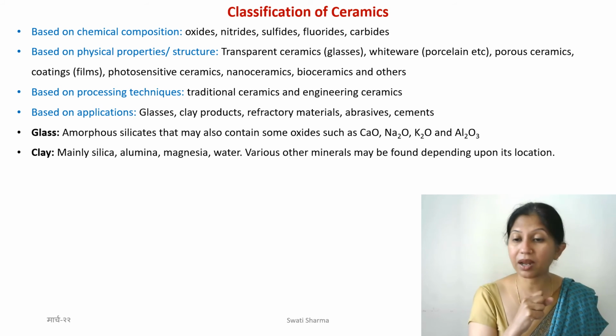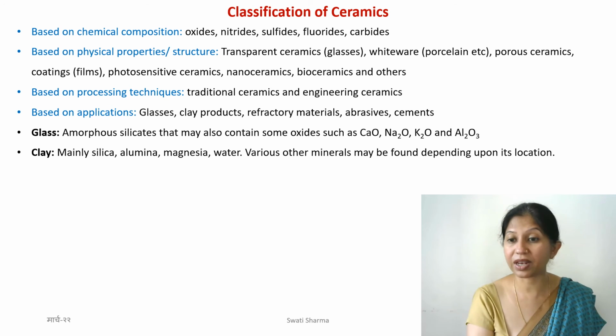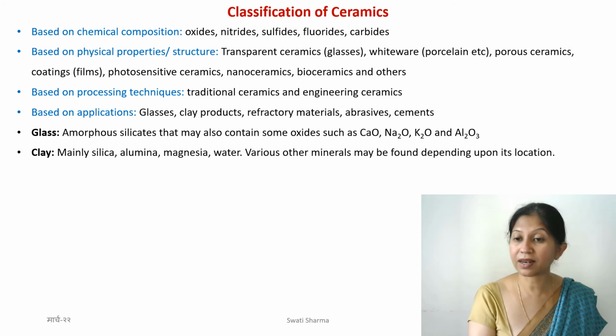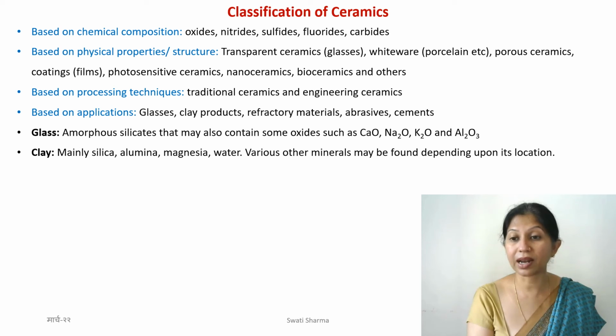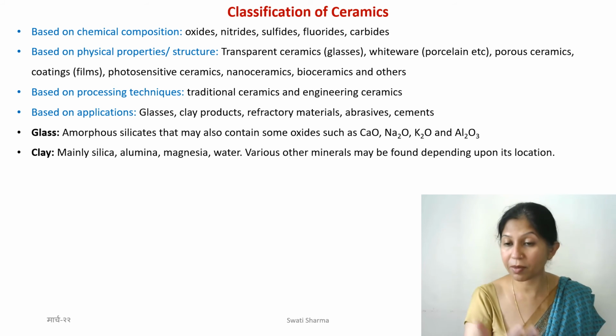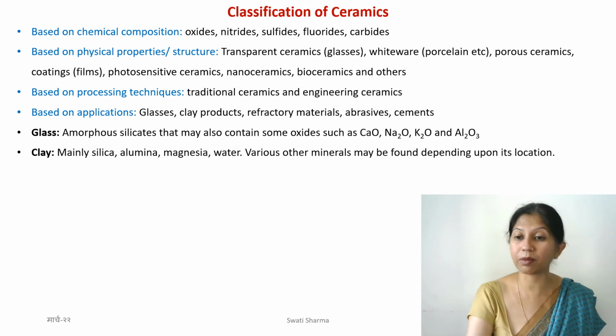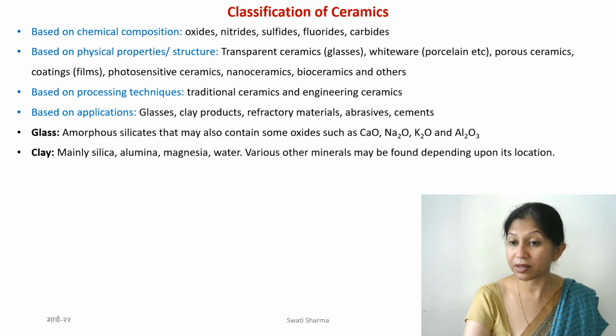However, depending upon where you find the clay, you can have various minerals. In fact, there is a class of minerals that is called clay minerals, and silica, alumina, magnesia, of course, are the most important ones, but for example, in some places there is a lot of iron, so you can have compounds of iron present in your clay. So depending upon the location, you can have other minerals as well.